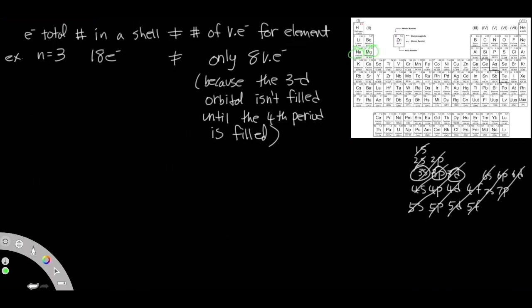And if we continue on our third period, we would skip all the way to here. 3, 4, 5, 6, 7, 8. This is how I got this value of only 8 valence electrons. Why? Because the 3D orbital isn't filled yet. Our 3D orbital is actually here.